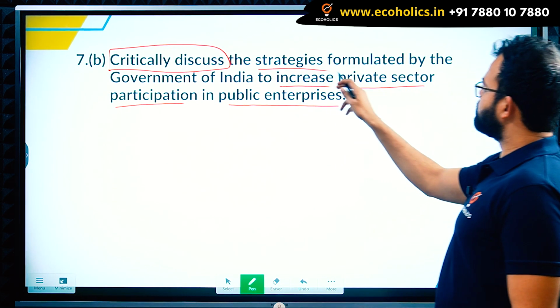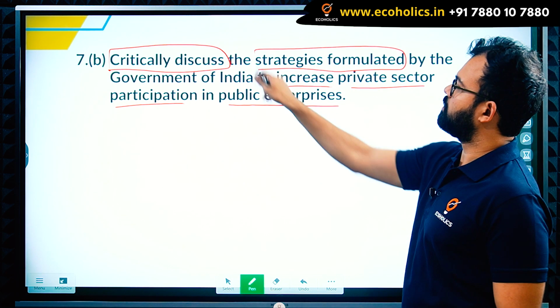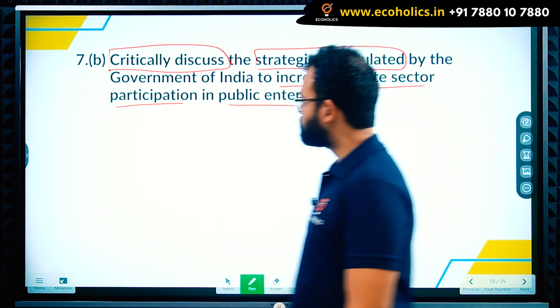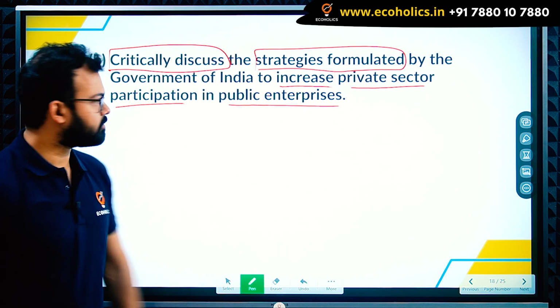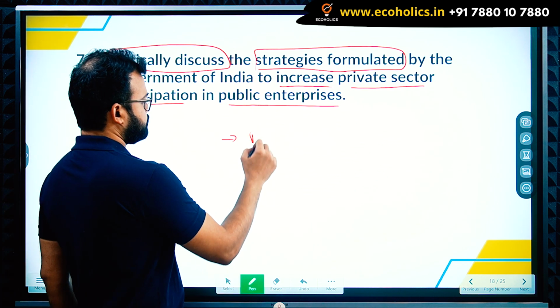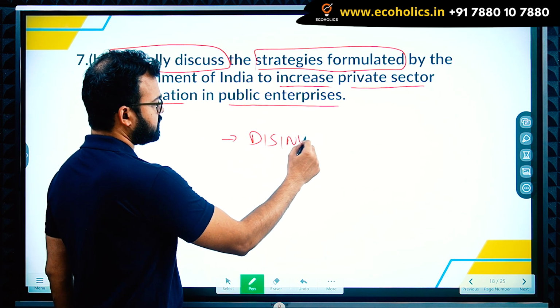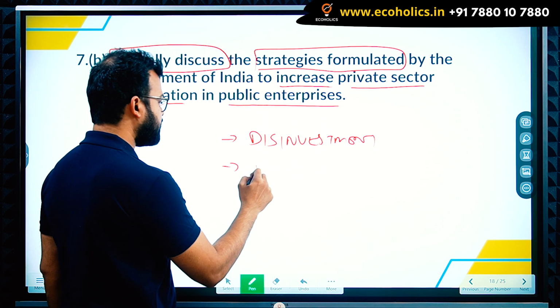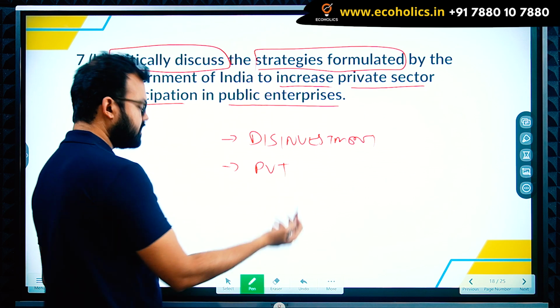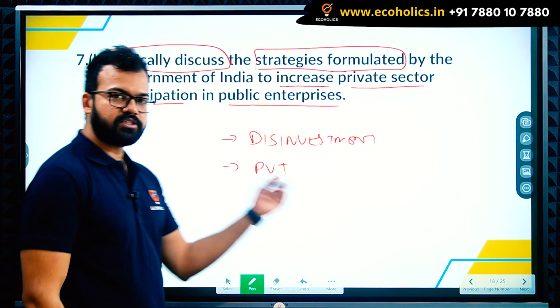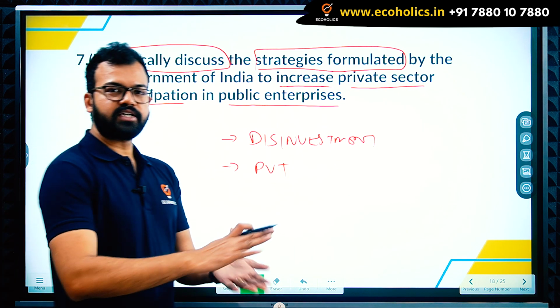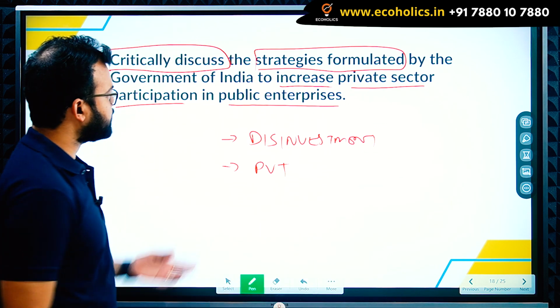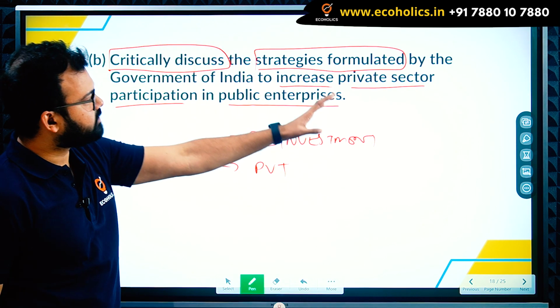Here you have to write the strategies. What kind of strategies? It is very simple: disinvestment and privatization. I hope you understand the difference between these two. Privatization means a change in ownership. Disinvestment is shedding the government share and selling it to the private sector. So what are the strategies that were formulated?